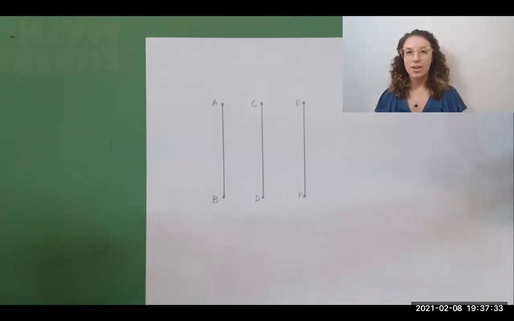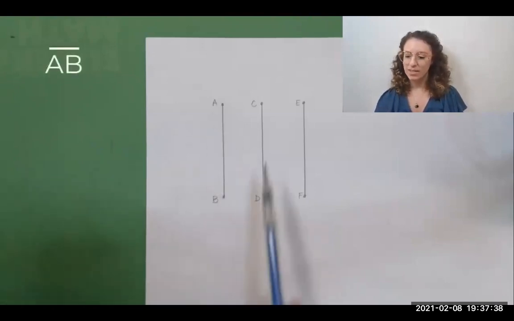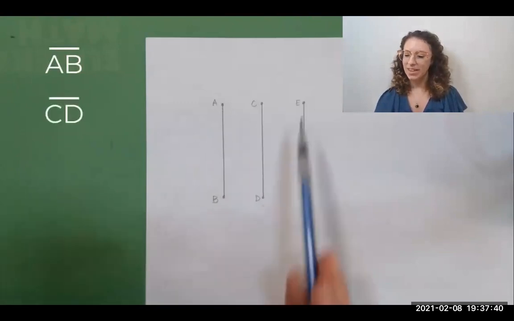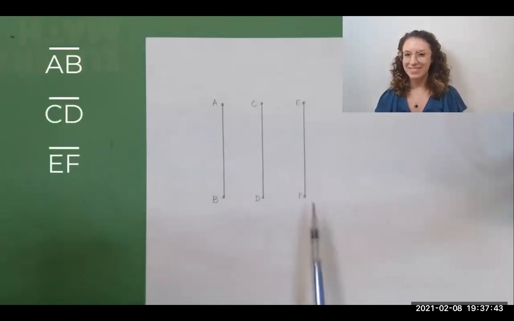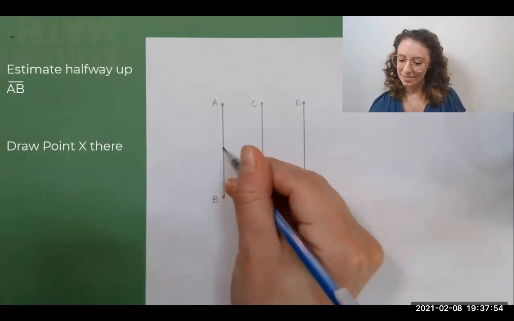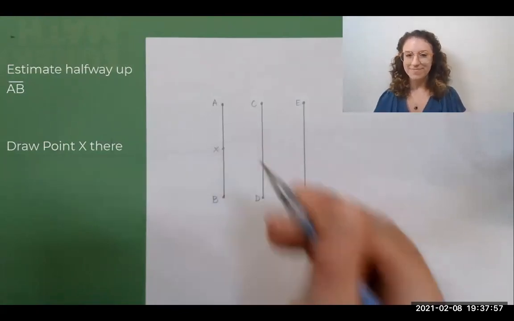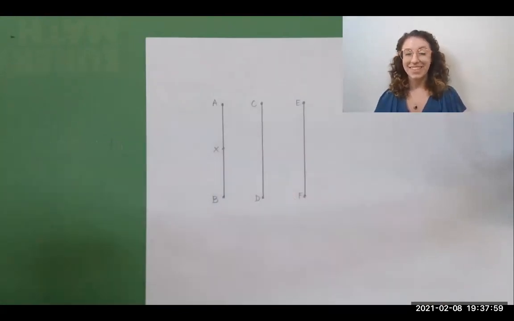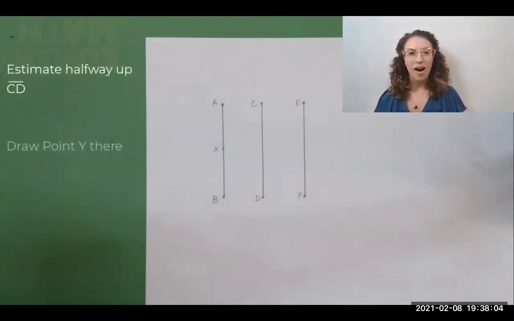First, you'll draw 3 line segments positioned like mine. Line segment AB, line segment CD, and line segment EF. Then, estimate halfway up line segment AB. Draw point X there. Then, estimate halfway up line segment CD. Draw point Y there.